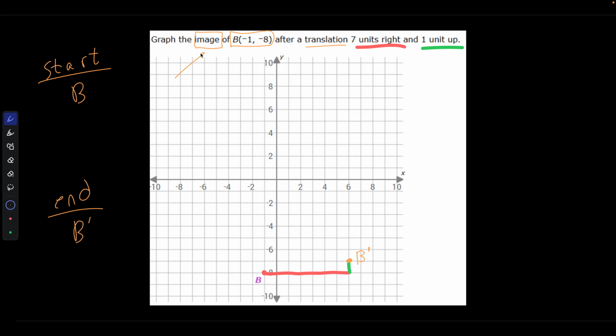And now the word image at the beginning of the problem. So you start with what's called the pre-image. Think of words like pre-order or pre-season or preheat, right? It means before. And then our ending is just called the image. So you start with the pre-image, end with the image.